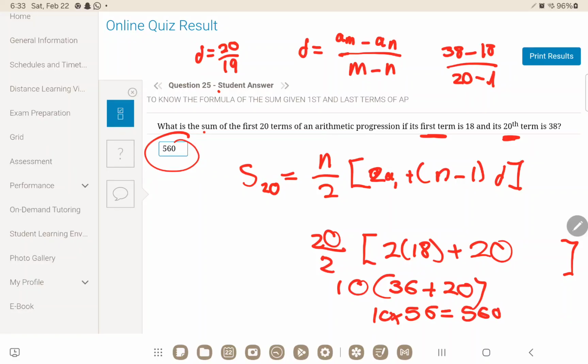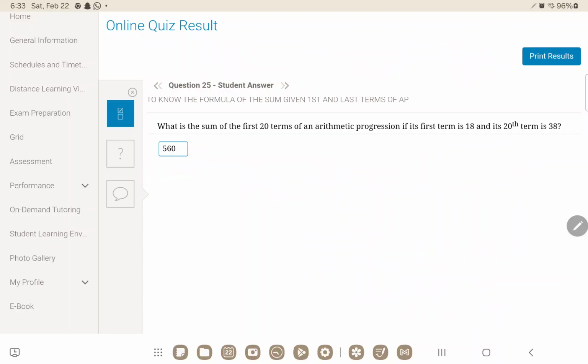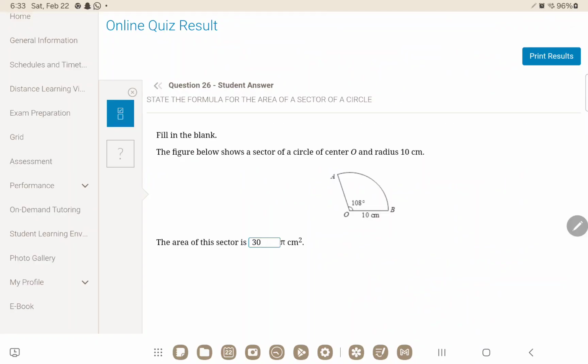I personally like solving this chapter by hand, not by calculator. I find it faster, but of course, if you don't trust yourself when solving by hand, solve it by calculator, of course. You're allowed. Now, moving on to the last question.